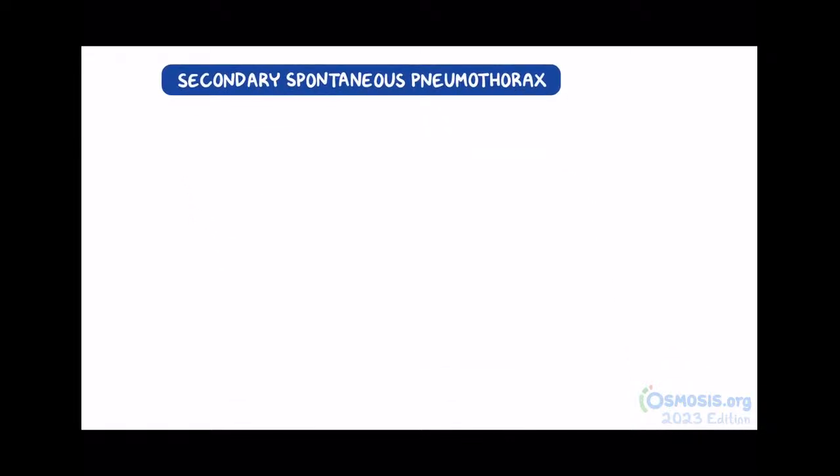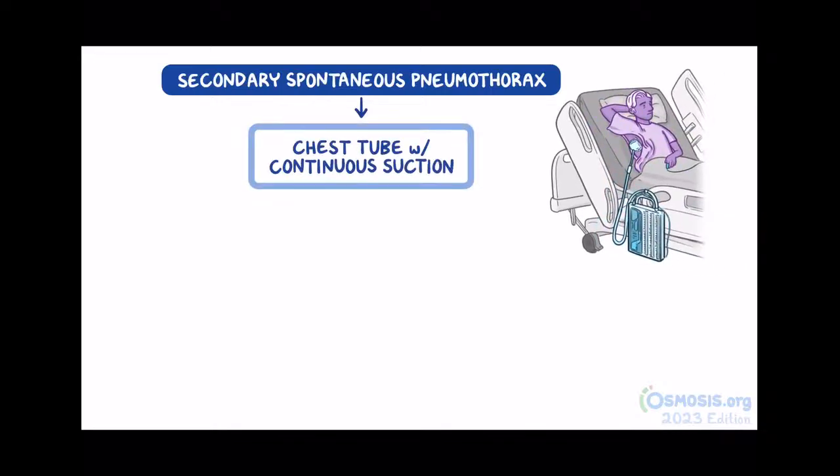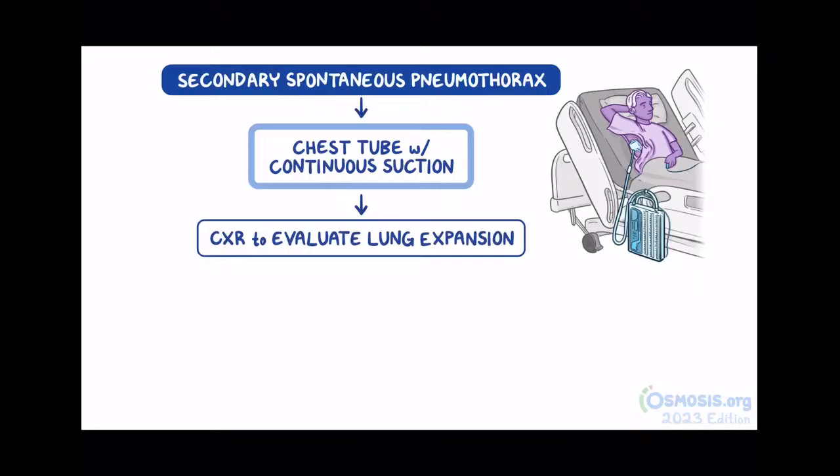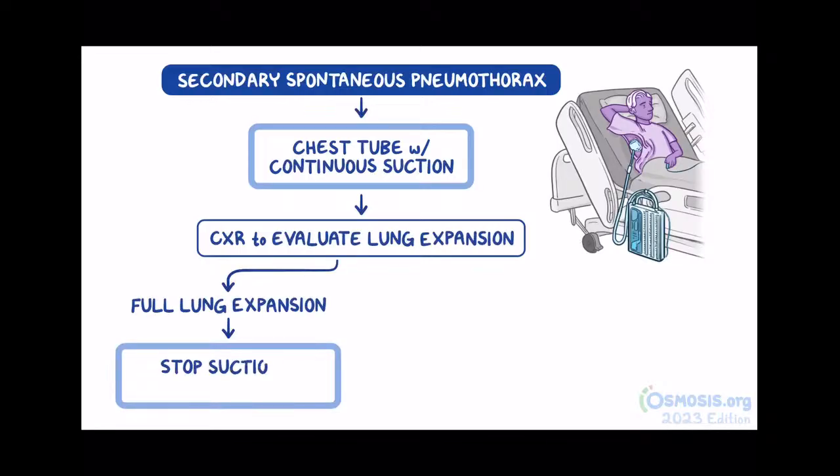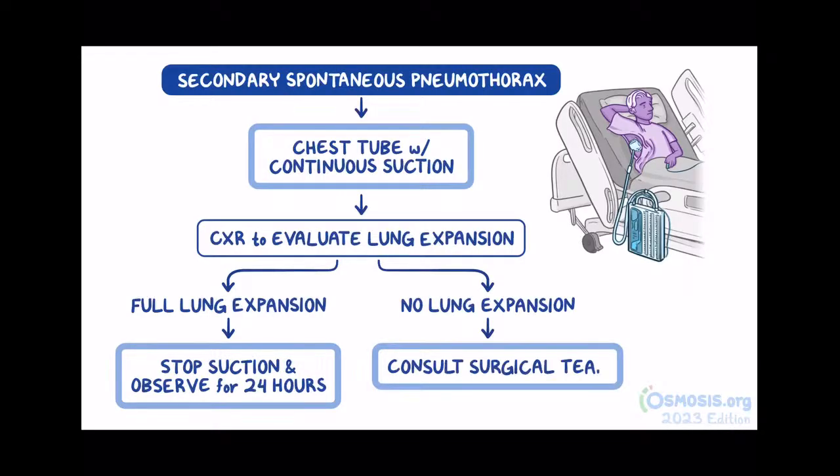Here, you will place a chest tube regardless of symptoms or the size of the pneumothorax and attach the tube to continuous suction, again followed by a repeat chest X-ray to evaluate lung expansion. Just like mentioned previously, if there's full lung expansion, stop the suction and observe your patient for an additional 24 hours, but if the X-ray reveals no lung expansion, then you consult the surgical team.